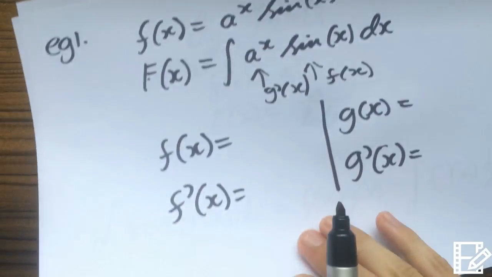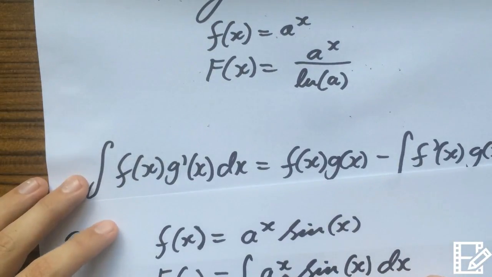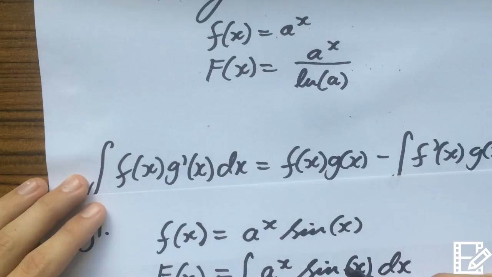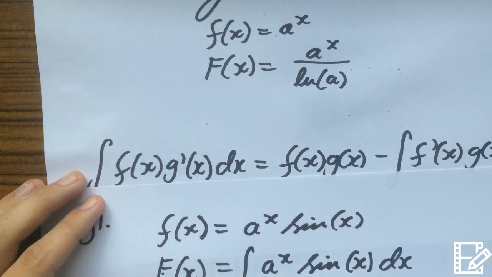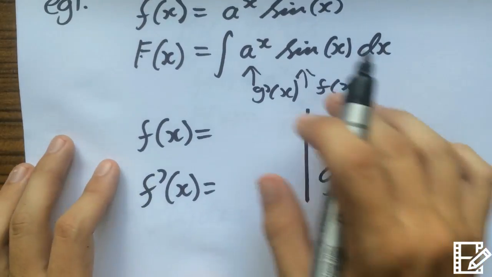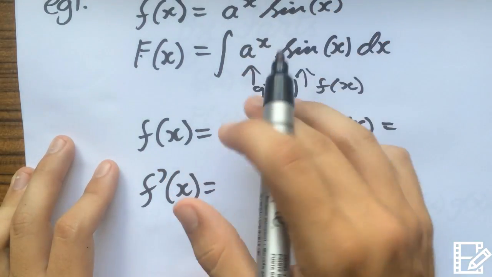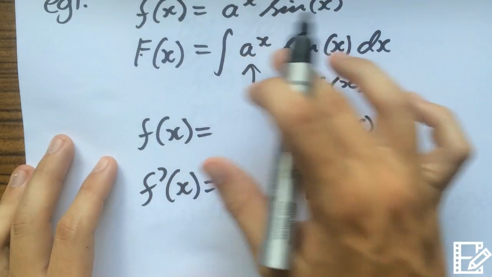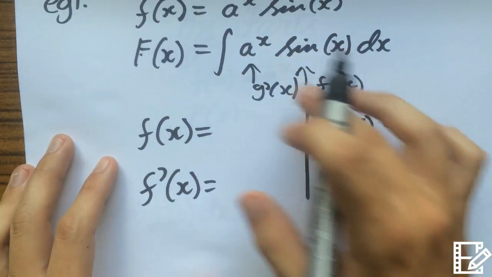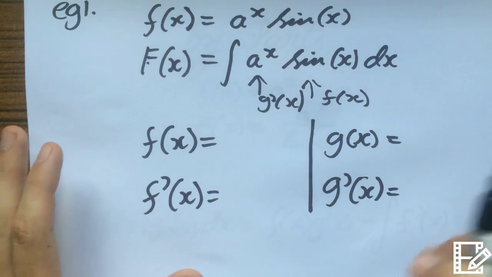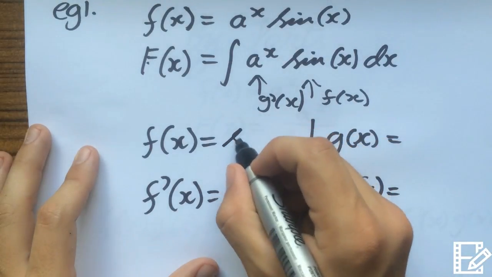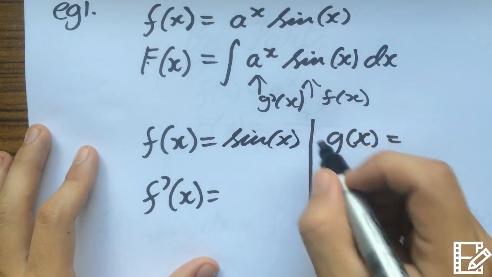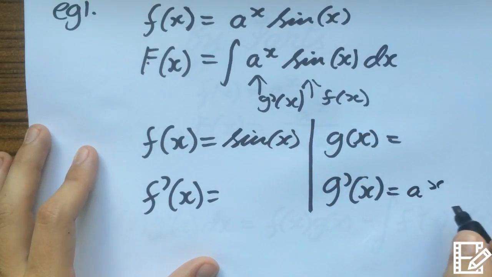I'm going to point out that people make the mistake of seeing this in this order, a to the x first and then sine x, and they think that they must call f of x a to the x and sine x g dash of x, but that's not the case. If it's multiplied, I could rewrite it and switch it around. It doesn't matter. If it's multiplied, it's multiplied. I could have sine on the front and a to the x on the back, but it would still be the same. Anyway, f of x we'll call sine x, and g dash of x we'll call a to the power of x.